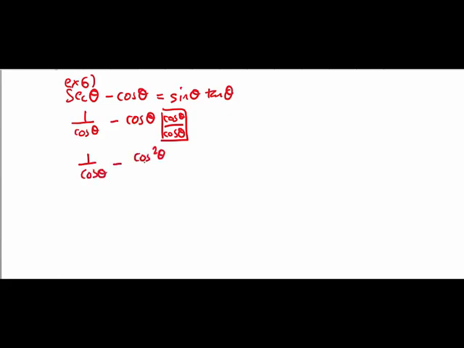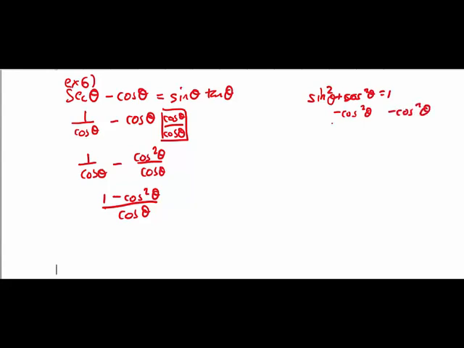Now I've got cosine squared theta over cosine. Now I can combine these fractions into 1 minus cosine squared theta over cosine theta. Now, this 1 minus cosine squared theta is actually equivalent to sine squared theta, because we can take our first trigonometric identity, which is sine squared theta plus cosine squared theta equals 1. And we can show a quick conversion of that by taking the cosine squared and subtracting it from both sides.